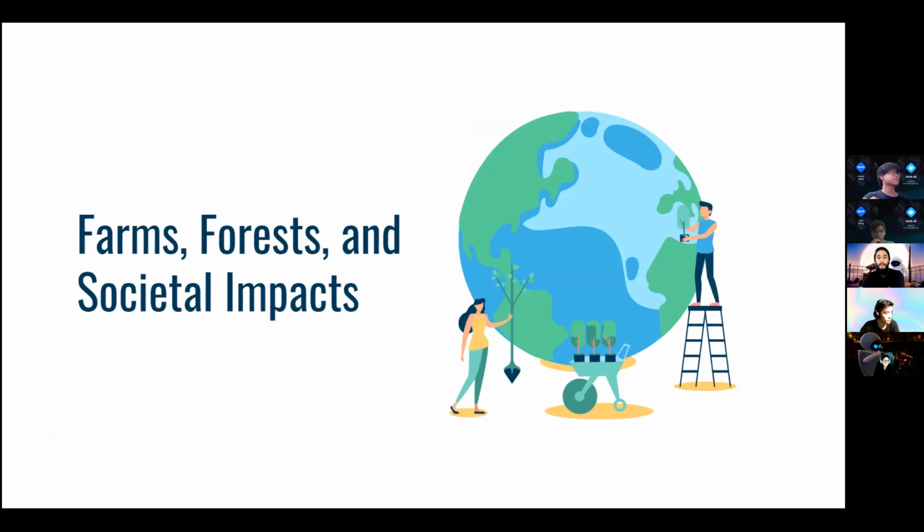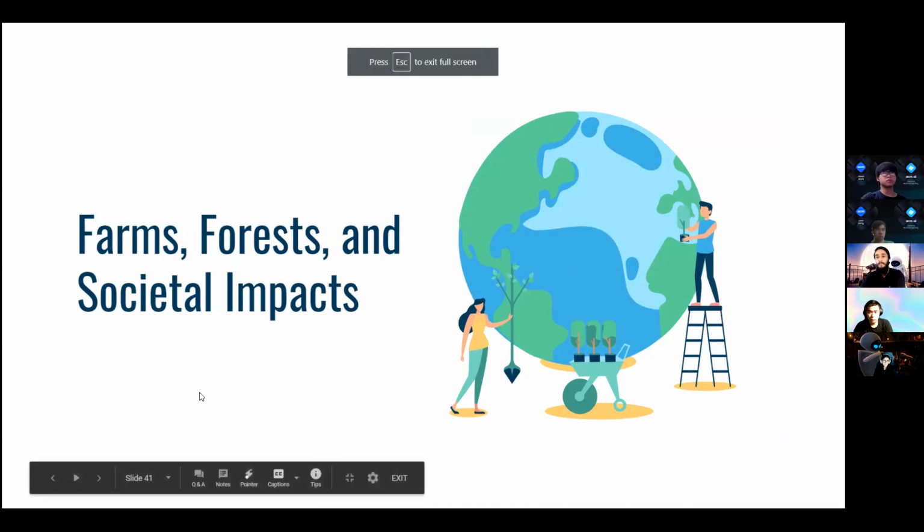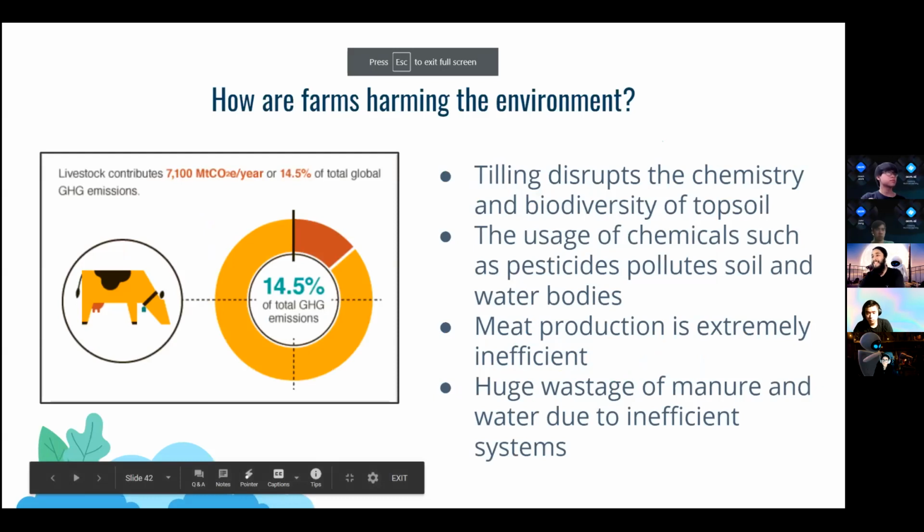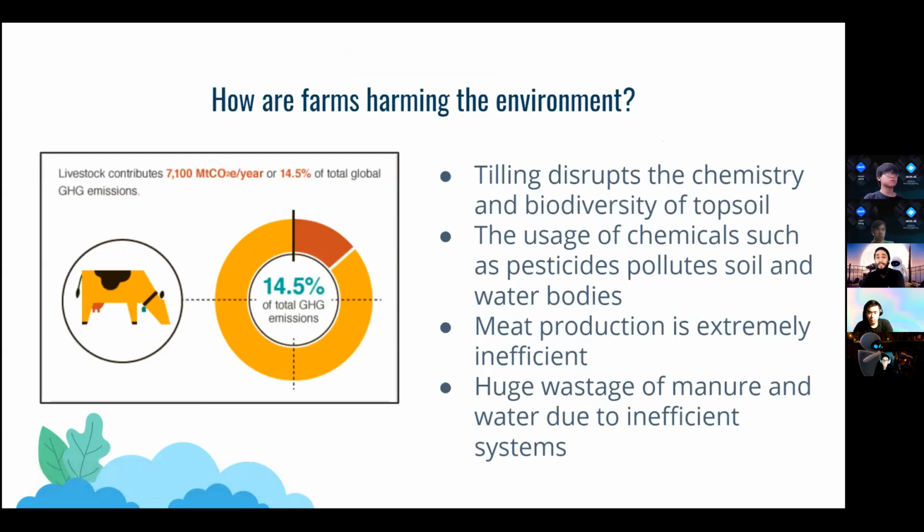Okay, so I'm going to discuss some problems with farms, deforestation, and stuff like natural disasters. First of all, I'm going to cover the issues of farms. So certain processes such as tilling disrupt the soil's biodiversity and also the chemistry. So it can lead to desertification over time. A lot of farms, especially in developing countries, use chemical pesticides and fertilizers in excess, and that can lead to pollution of soil. That can lead to the seepage of chemicals into groundwater. That can also pollute nearby water bodies.